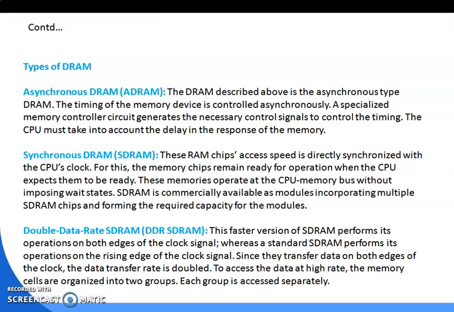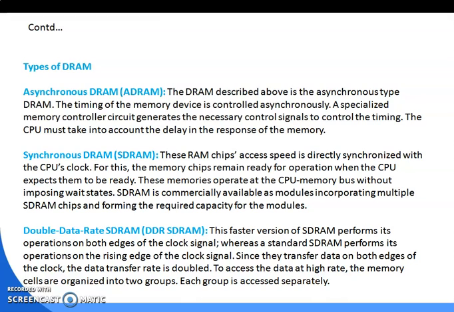Asynchronous means there is no timing line. That means there is no coordination between the processor and the memory. Sometimes memory is ready to supply the data, but the processor is not ready to process the data. In the case of asynchronous, that problem is controlled by a special memory circuit which generates the necessary control signals to coordinate the function of the processor and the memory.